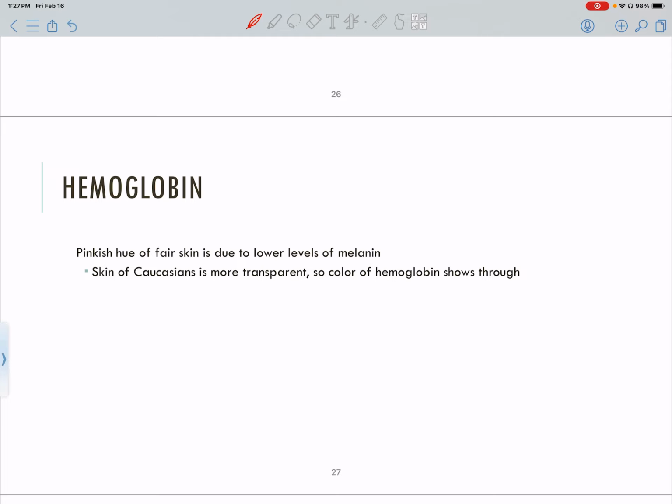So the pinkish hue of our skin is really going to be due to whether or not we're carrying heavily oxygenated blood. And if we have lower melanin levels, our hemoglobin or the reddish scarlet color is going to be more prevalent. So if your skin is more transparent, you're going to be able to see the hemoglobin pigment color more clearly.